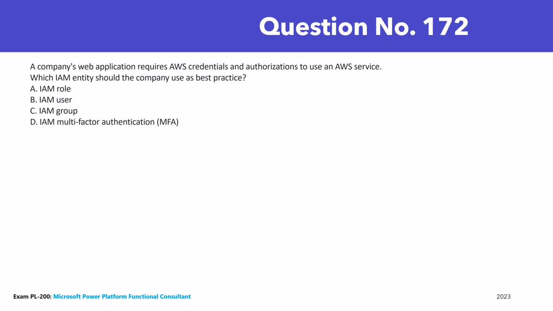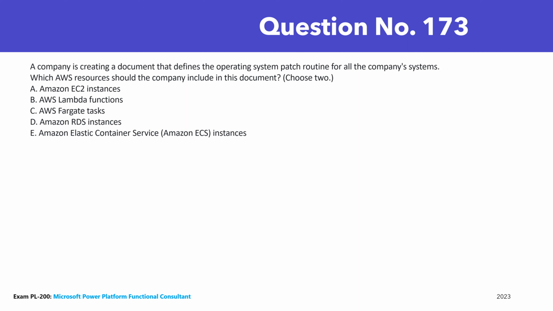A company's web application requires AWS credentials and authorizations to use an AWS service. Which IAM entity should the company use as best practice? A. IAM role. B. IAM user. C. IAM group. D. IAM multi-factor authentication, MFA. Correct answer, A.